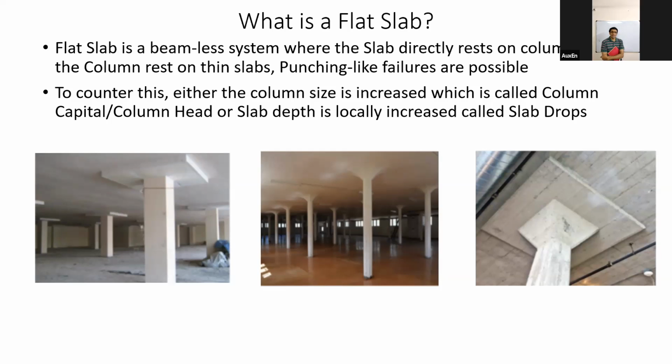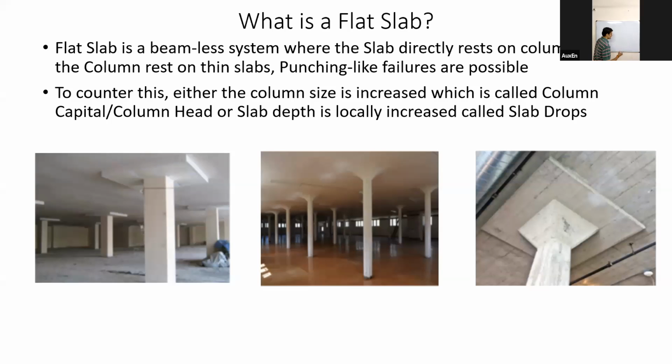Okay. The optimum solution that we can structurally provide is to locally increase the slab thickness. What do we call this when we are increasing the thickness locally of a slab at the slab column junction? So we call it a drop panel. All right, or we call it the slab drops. Is this understood to all of you?